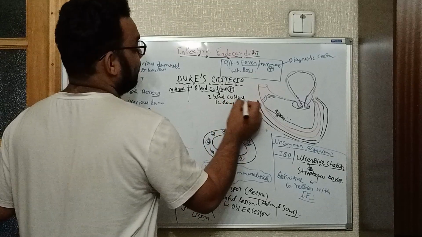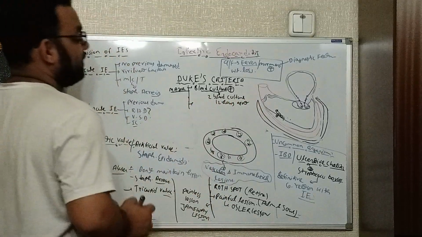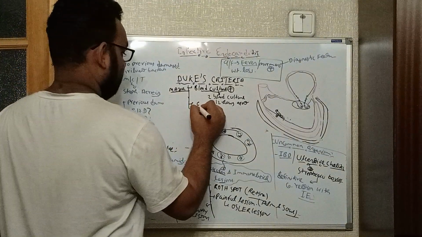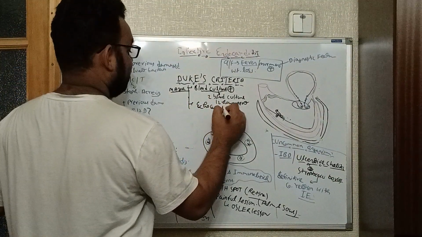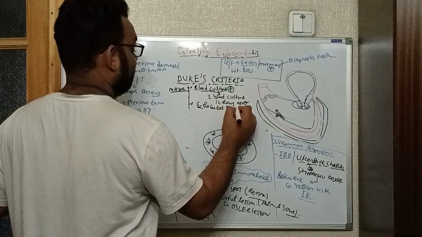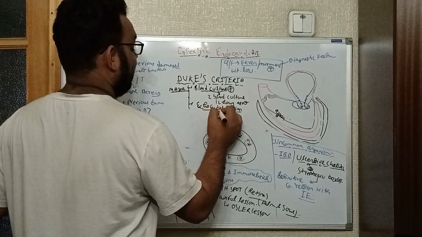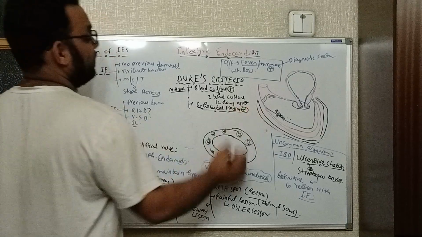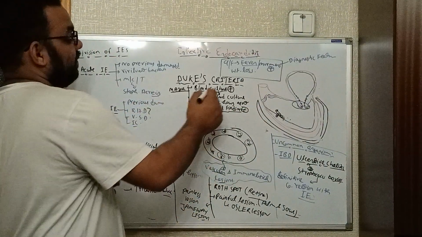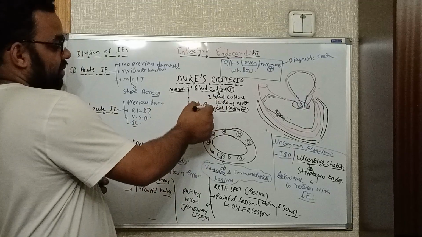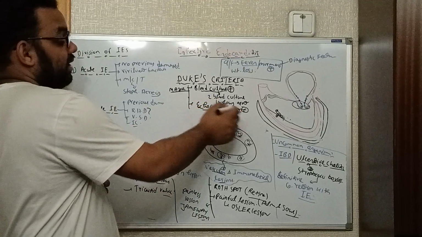The second thing is that there should be echocardiographic findings. These should also be positive. So as far as the Duke's major criteria is concerned, we have to do the blood culture 2 times, and you have to find out the echocardiographic findings.